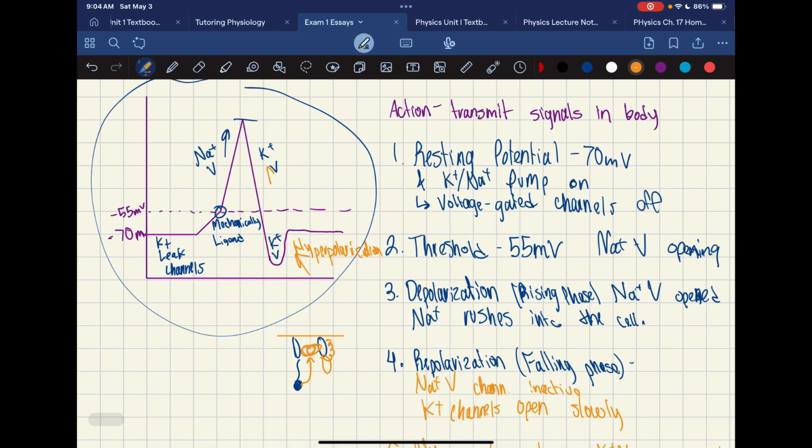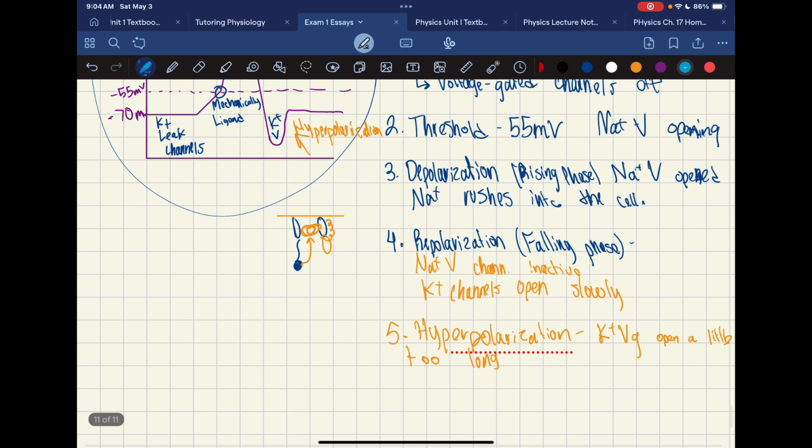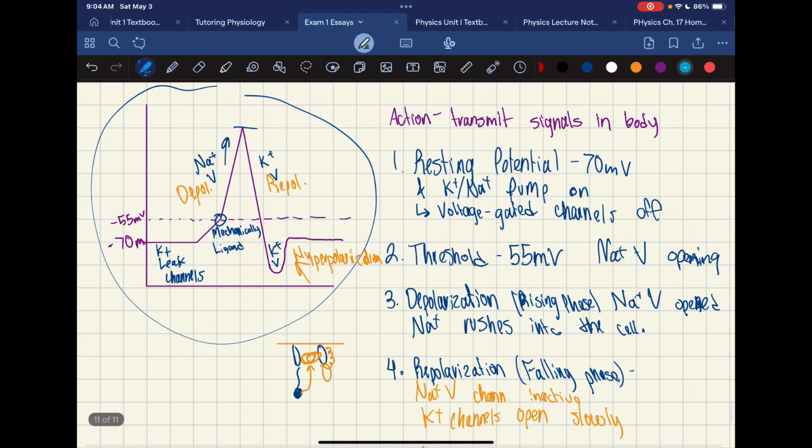Let me fill in these. Repolarization, hyperpolarization, right? And yeah, that's really awesome. And then as we move on, I was asked to talk about the absolute refractory period, which I will just quickly fill in here. It looks a little something like this.